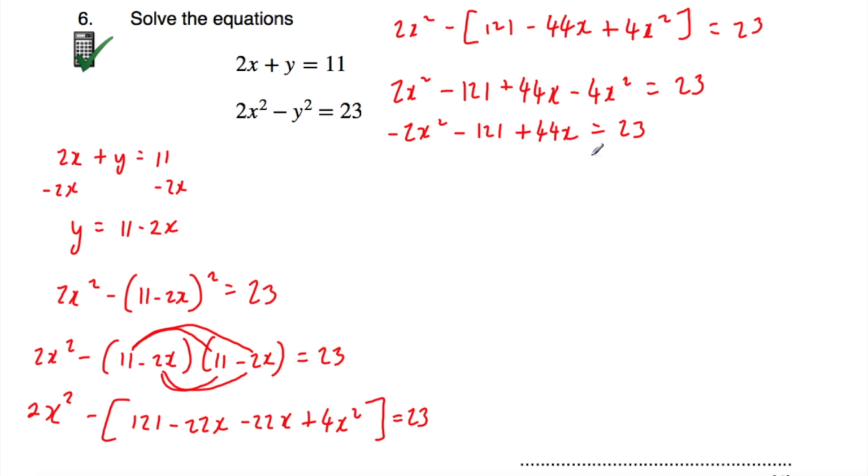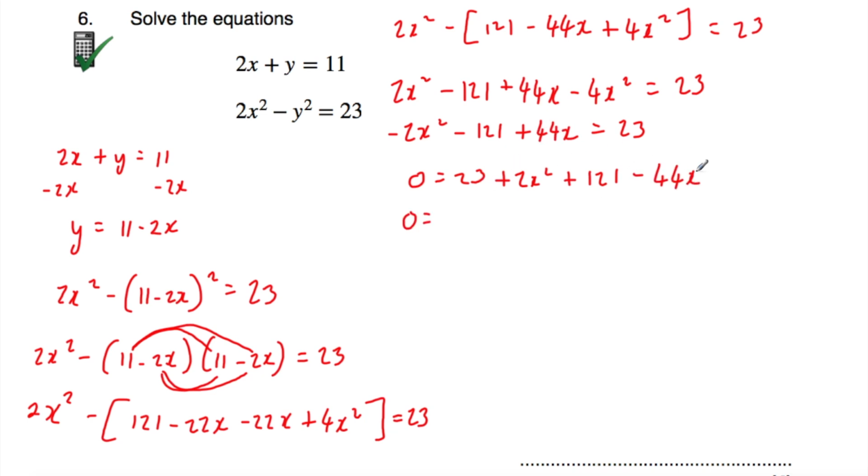Okay, so we want to solve this quadratic equation. What I'm actually going to do is bring everything to the right-hand side, because here we've got minus 2x squared. So I'm going to add 2x squared to both sides, add 121 to both sides, and take away 44x from both sides. And whenever we do that, on the left-hand side, we'll be left with 0. And then on the right-hand side, we have 23, and then we're adding 2x squared, so add 2x squared. We're adding 121, so add 121. And we're subtracting 44x, so subtract 44x.